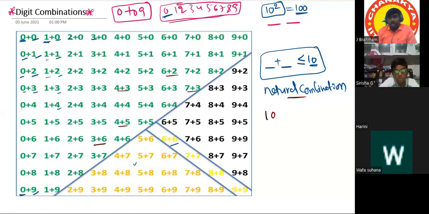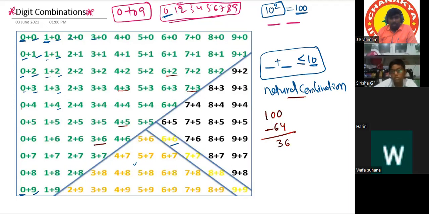Means out of 100 combinations, if you count all green colored combinations, there are 64 combinations. So we can consider these 64 combinations as easy because they will not exceed 10. So by considering them as easy, we don't need to consider them again. And we are concentrating on the remaining 36 combinations. Out of 100 combinations, 64 are easy, and we are concentrating on the remaining 36.